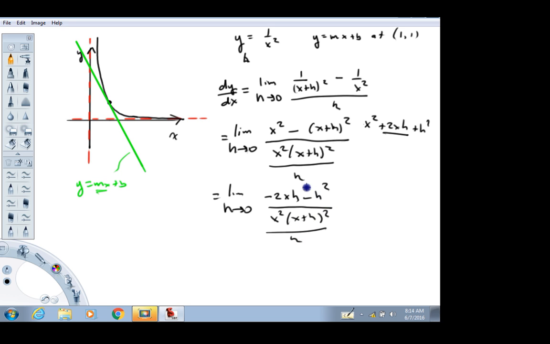Now, we are looking at a fraction divided by h. So effectively, this h will cancel this one and one of these. Running out of room. So equals limit as h goes to 0 of minus 2x minus h over x squared times x plus h squared.